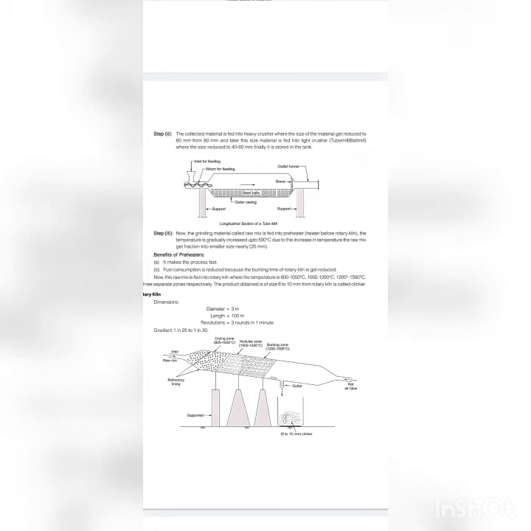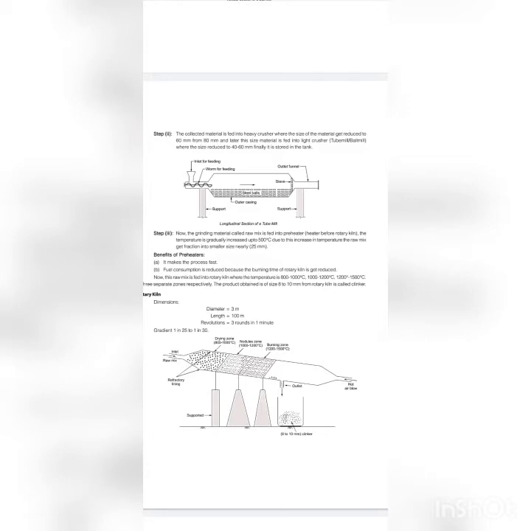And the last and not the least step, the ground material called raw mix is fed into the preheater. Then the temperature is gradually increased up to 500 degrees Celsius. Due to this increase in temperature, the raw mix gets fractured into smaller sizes, nearly 25. Benefits of preheaters: the first benefit is that it makes the process fast, and second, fuel consumption is reduced because the burning time in the rotary kiln is reduced.